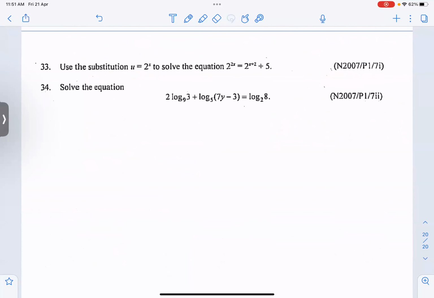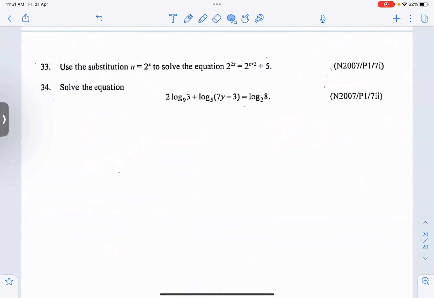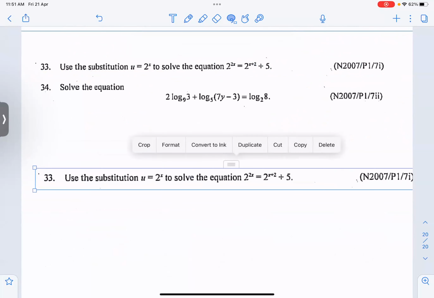Okay, I'm doing this question first. Use the substitution to solve this question.